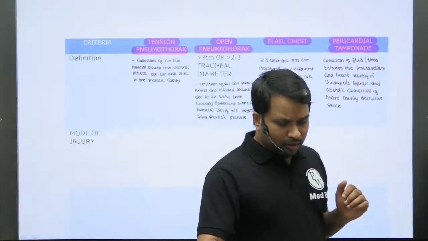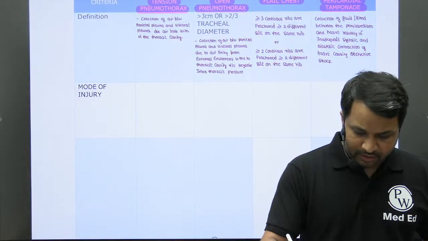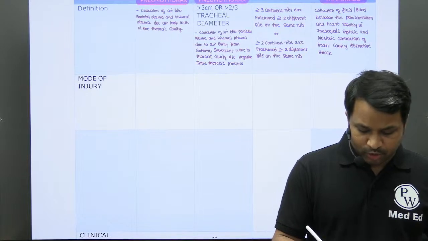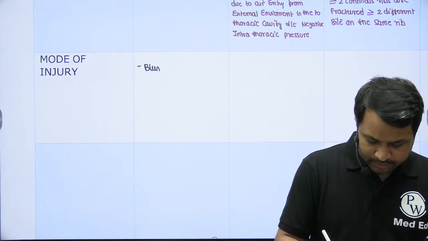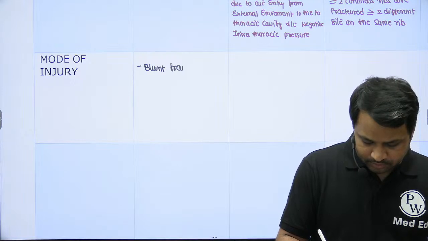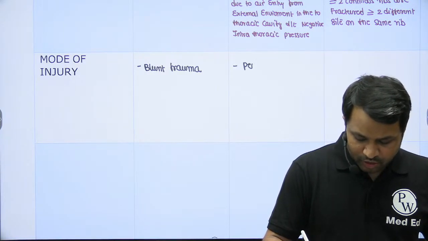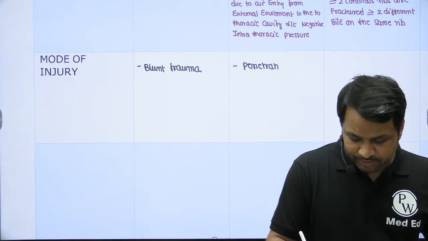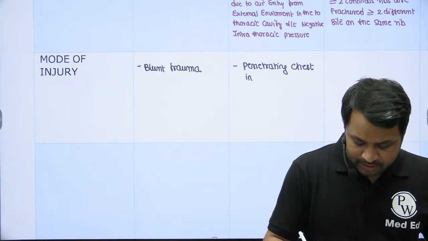Now, when you look across, what is the mode of injury for development of all the following that we have done or said across? Now, for tension pneumothorax, it is usually seen secondary to the blunt trauma to thorax. It is because of blunt trauma to thorax. This is because of penetrating chest injury.